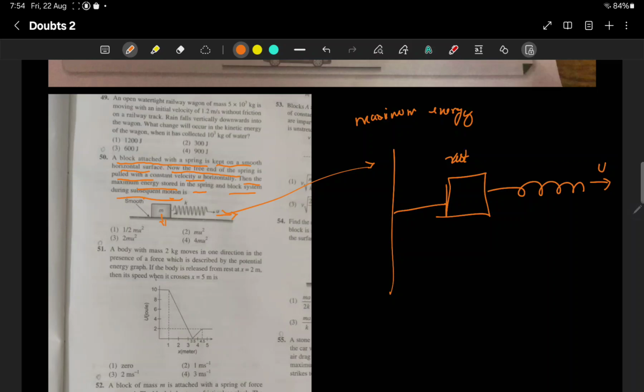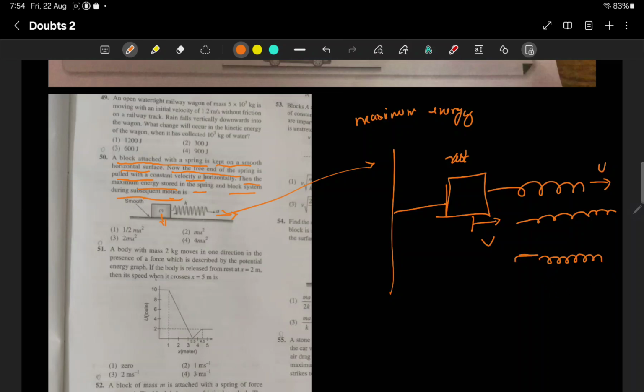Now if I keep on pulling, the spring will extend. When it reaches the maximum extension possible, the block will try to move with a velocity, for example, let me take it as v. At that point the maximum energy stored in the spring is going to get converted into kinetic energy. Then again the spring will come to natural length.